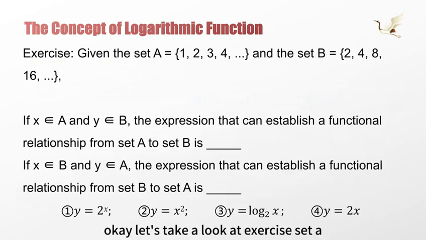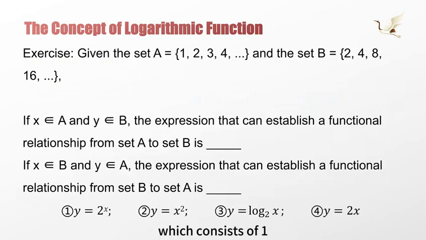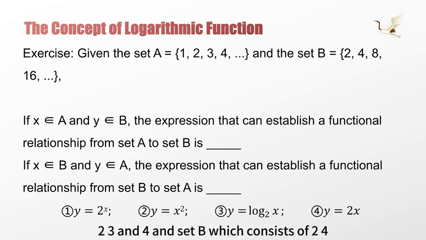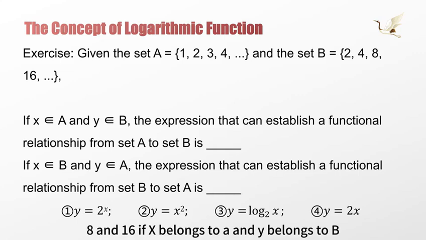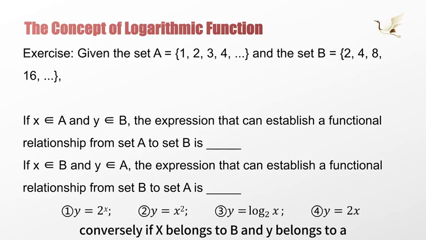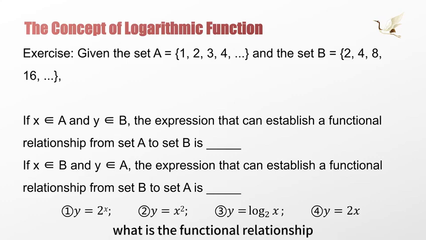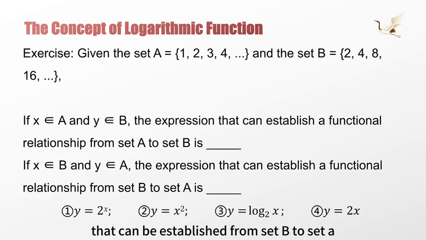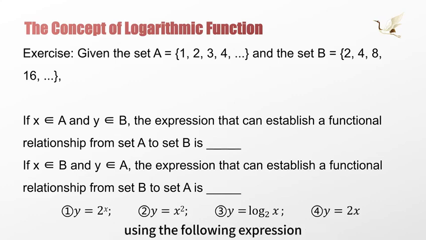Okay, let's take a look at an exercise. Set A consists of 1, 2, 3, and 4, and set B consists of 2, 4, 8, and 16. If x belongs to A and y belongs to B, what expression can establish a functional relationship from set A to set B? Conversely, if x belongs to B and y belongs to A, what expression can establish a functional relationship from set B to set A?